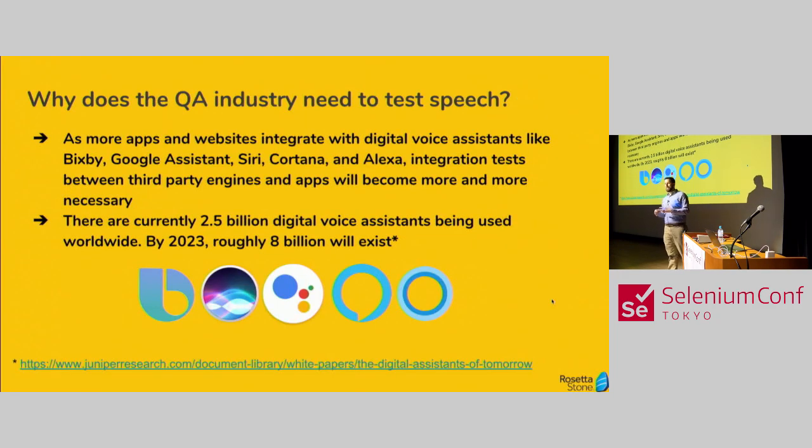So you might say, that's good for Rosetta Stone, but how does that affect my company and the QA industry in general? Well, as you all know, all of our phones have speech recognition. We all have voice digital assistants. We have Siri, Alexa, Bixby, Cortana, Google Assistant. Currently, there are 2.5 billion of those digital assistants in the world, and by 2023, it's estimated there will be roughly 8 billion in the production market.